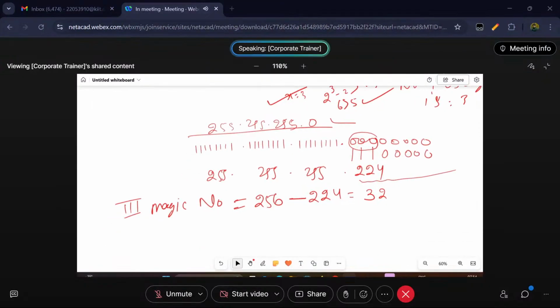Till now, have you understood, or do I need to explain once again? Because after that we have to go ahead and calculate the new network. If anyone has not understood, let me know. I can explain once again.